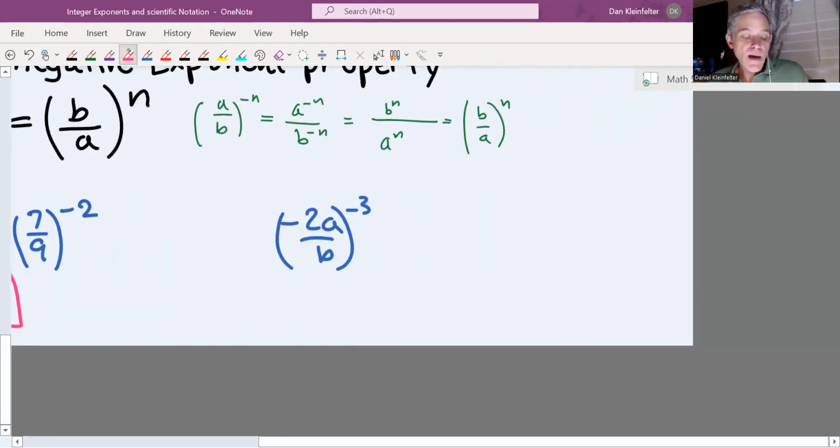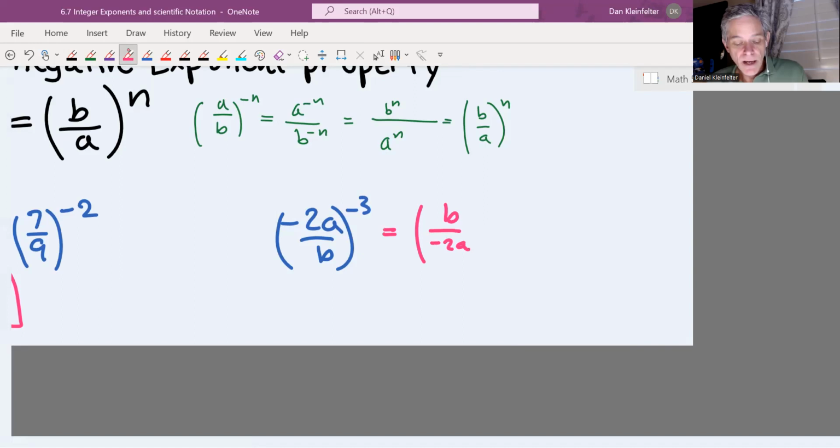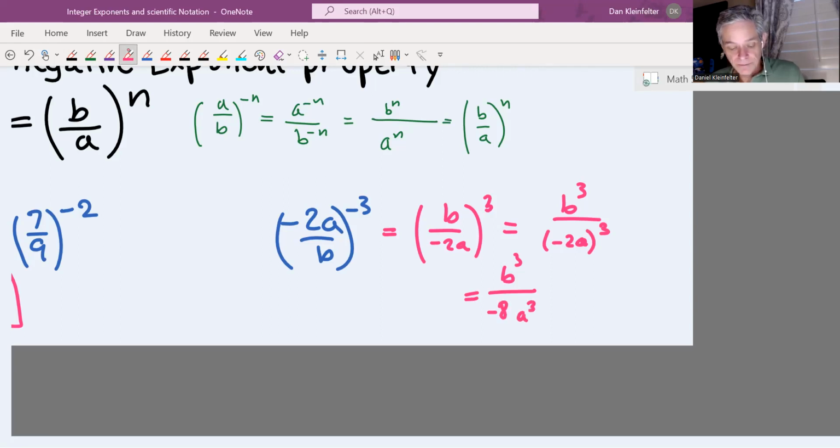Okay. Negative 2a over b raised to the minus 3 power will be the same as b over negative 2a cubed. We change the sign on the exponent. And then eliminating these parentheses, we'll have b cubed over negative 2a cubed. And then down below, we're going to use yet another exponent rule to write that as negative 2 cubed, which is negative 8, and then a cubed, which is a cubed.